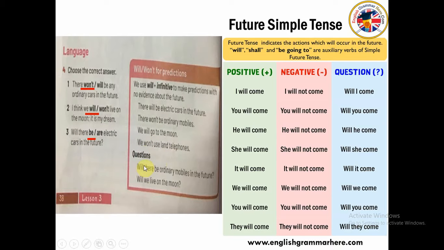And in the question, we're going to start with will: Will there be ordinary mobiles in the future? Will we live on the moon? And as you see, guys, in the affirmative or positive case, I say I will. But in the negative case, I say I will not, which is I won't. And in the question, I start with will: Will you come? Will he come? And so on. You can see the examples are clear here.